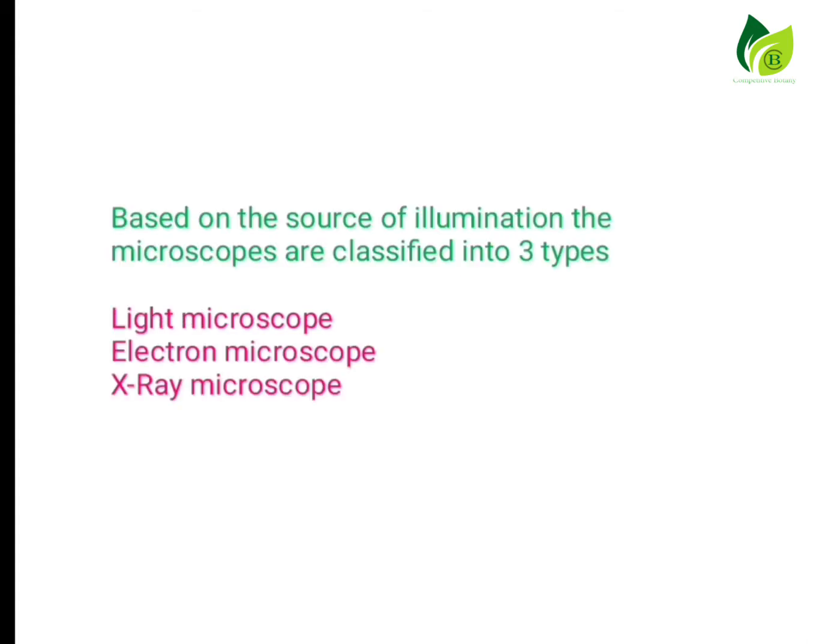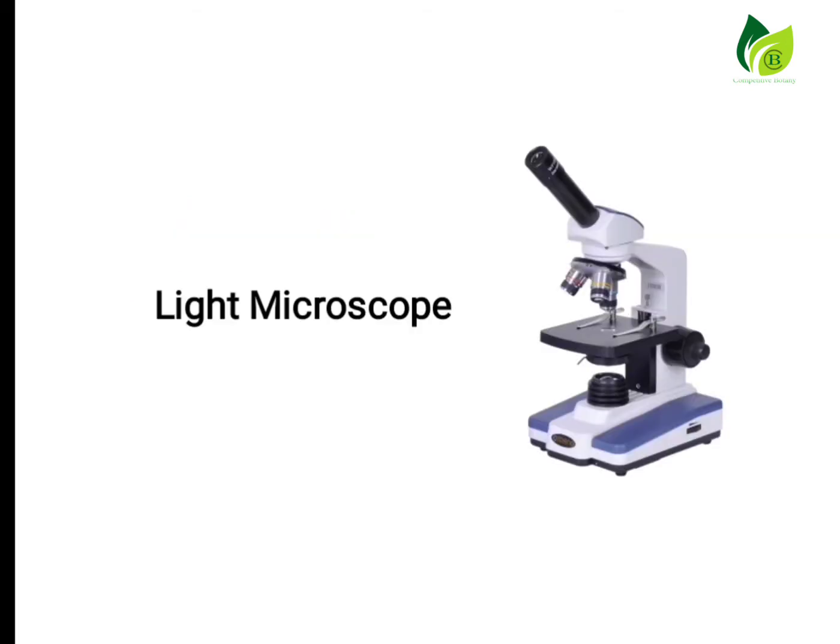Next, based on the source of illumination, the microscopes are classified into 3 categories. They are light microscope, electron microscope and X-ray microscope. First is the light microscope. It is called a light microscope because here the source of illumination is light. It is useful to magnify objects up to thousands or lakhs of times the size of the original objects.